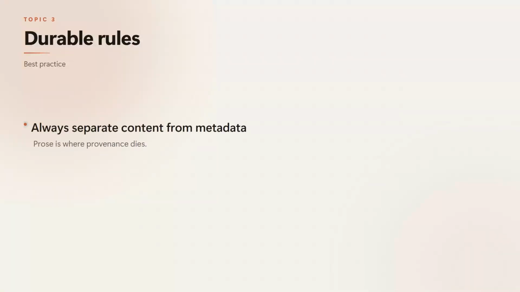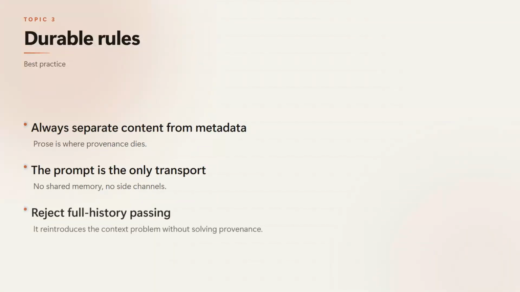The durable rule is, always separate content from metadata when handing off between agents. Prose is where provenance dies. The prompt is the only transport, there is no shared memory, no side channel. And reject the temptation to pass the full parent history. That reintroduces the context problem the topology was built to solve, and it still does not create a claim-to-source mapping. It costs you context window space and gains you nothing.